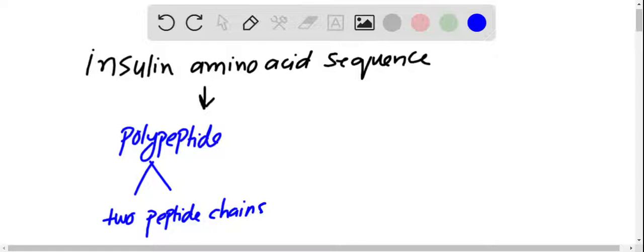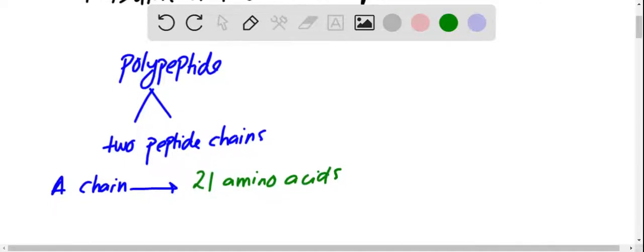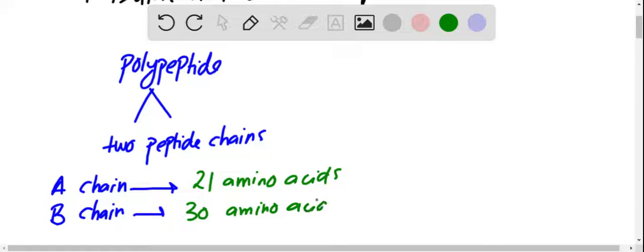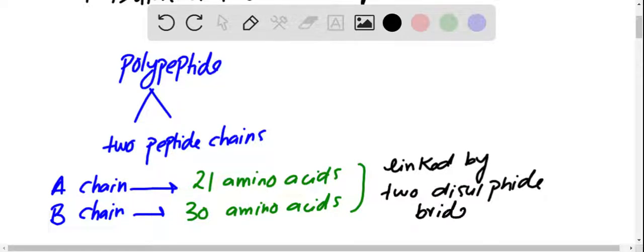A chain, 21 amino acids, and B chain, 30 amino acids, linked by 2 disulfide bridges.